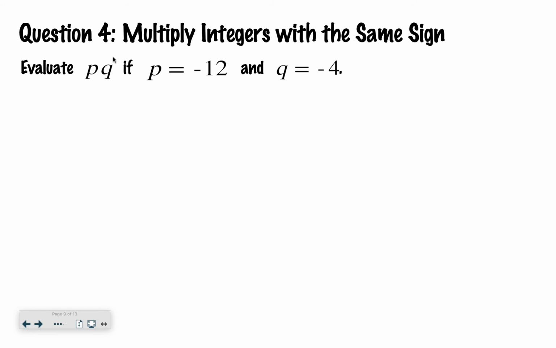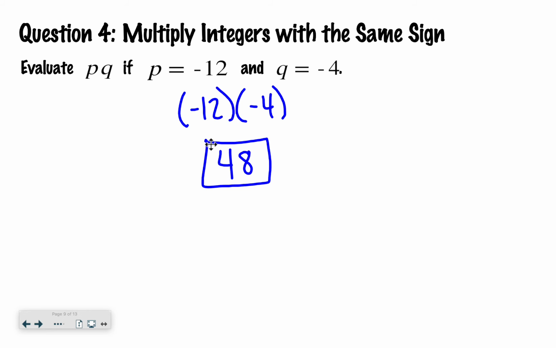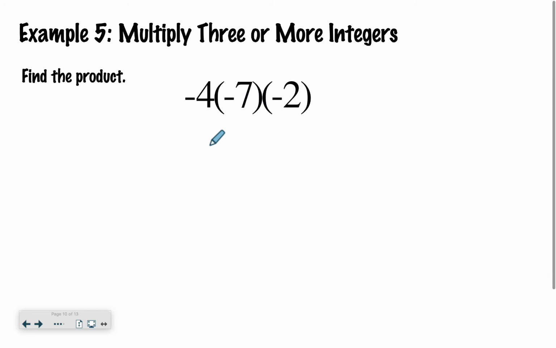All right, your turn. Question number 4. Evaluate PQ if P equals negative 12 and Q equals negative 4. Good luck. All right, hopefully you said a negative times negative is positive and 12 times 4 is 48.